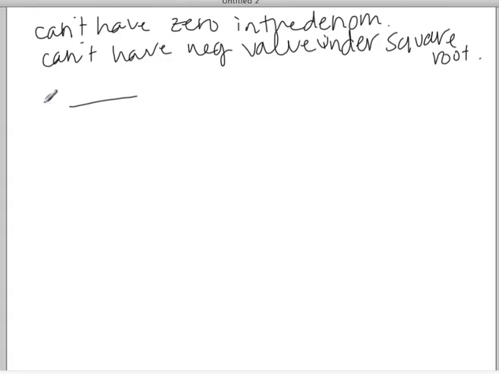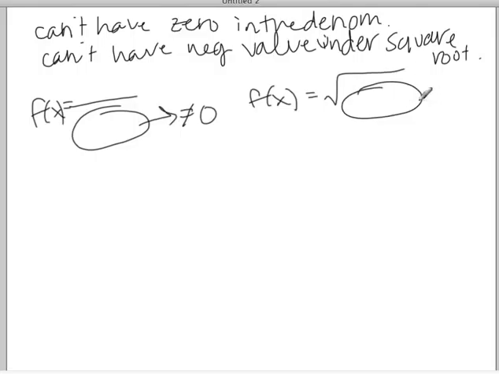So if we have a function, this part right here, that cannot equal 0. If we have another function with a square root, whatever's under here has to be greater than or equal to 0. Alright, those are the two things that we're going to focus on. I'm going to give you a few examples for each.